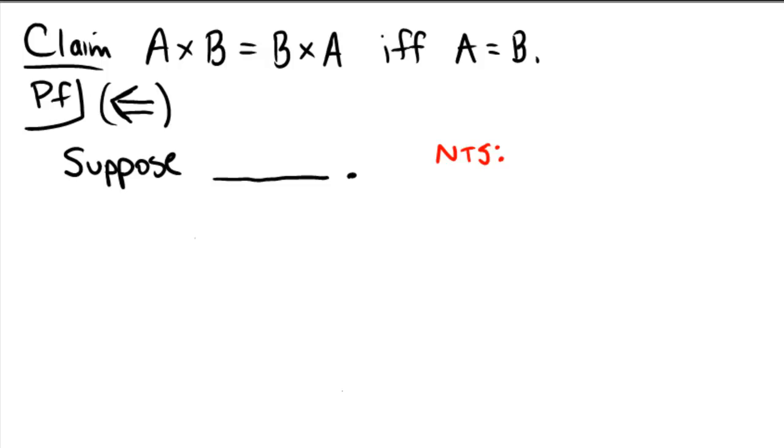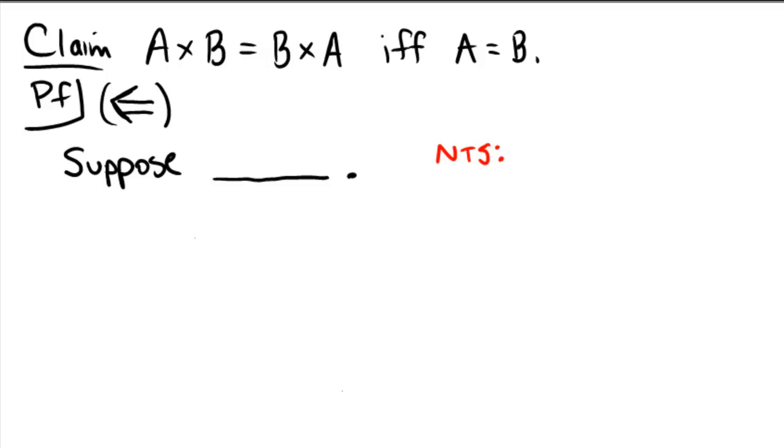that A cross B equals B cross A if and only if A is equal to B. This is an if and only if statement, a biconditional, which means we'll have to go forward and we'll have to go backward. I'm going to start off with the backward direction because that's going to be easier. It's going to be the shorter proof.